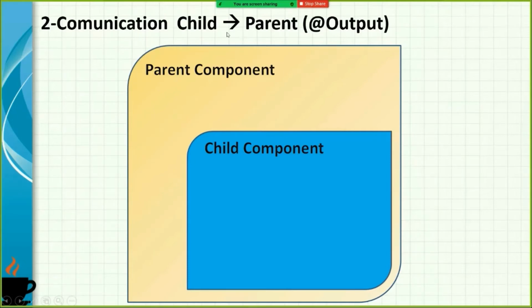So the communication this time will go from the child to the parent component. For example, if we have information of any type, for example a simple string, or an object, etc. If you want to send this information to the parent, I need to use the output variable.